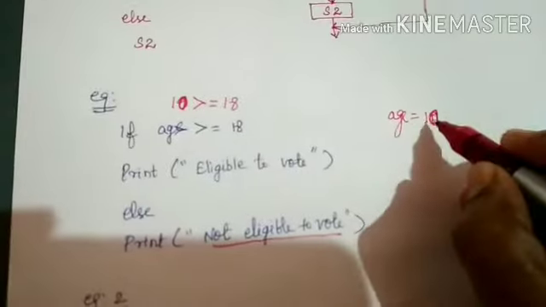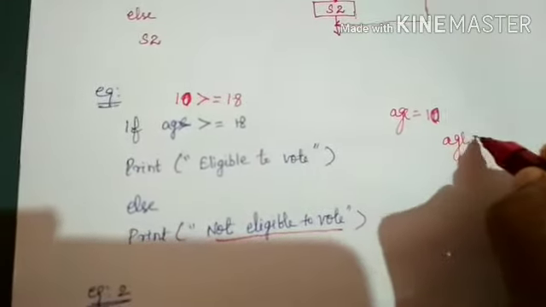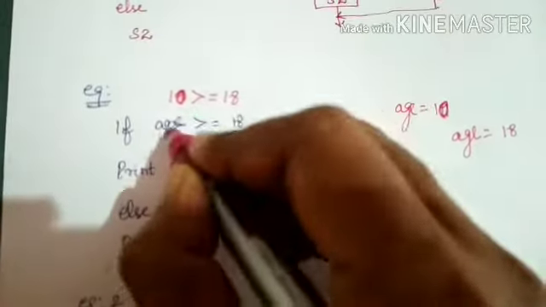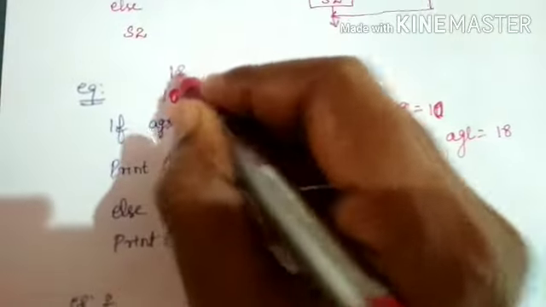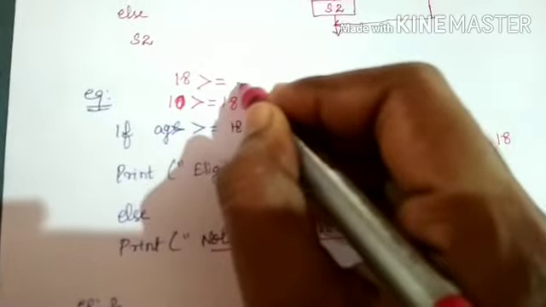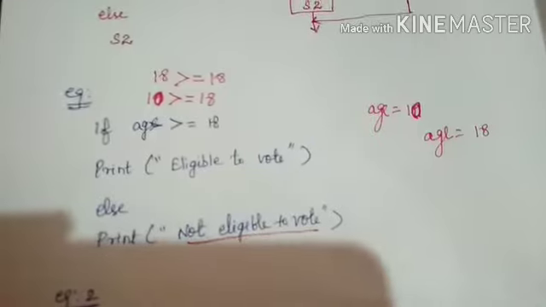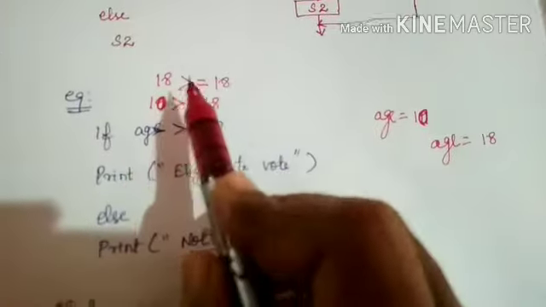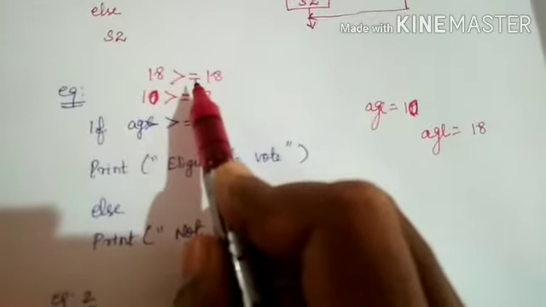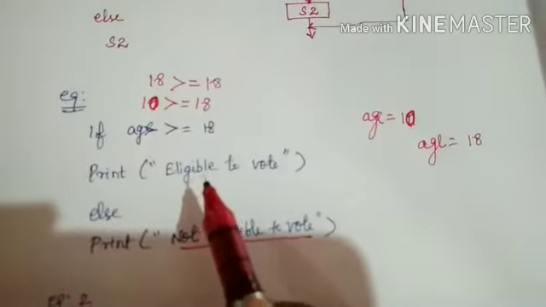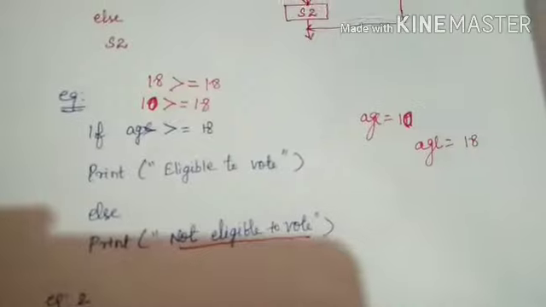For example, age equal to 18. So age value 18 greater than or equal to 18. Is the condition true or false? The condition is true. Here it can be greater than or it can be equal to. So the condition is true. The output is eligible to vote.